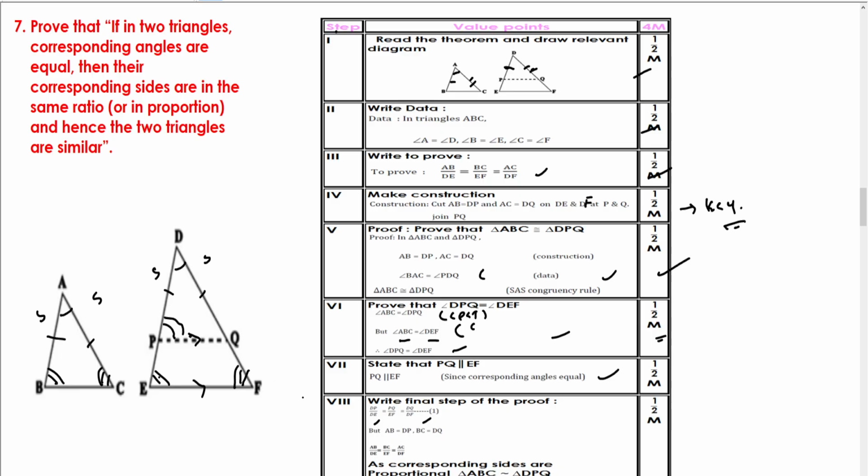Now by construction, wherever there is DP, you can write it as AB. Wherever there is DQ, you can write it as AC, right? Wherever there is PQ, you can write it as BC, because they are already congruent. Hence AB upon DE is equal to BC upon EF is equal to AC upon DF. As corresponding sides are proportional, these two triangles are similar. I hope you understood the theorem. Again and again see this theorem, you will understand clearly.